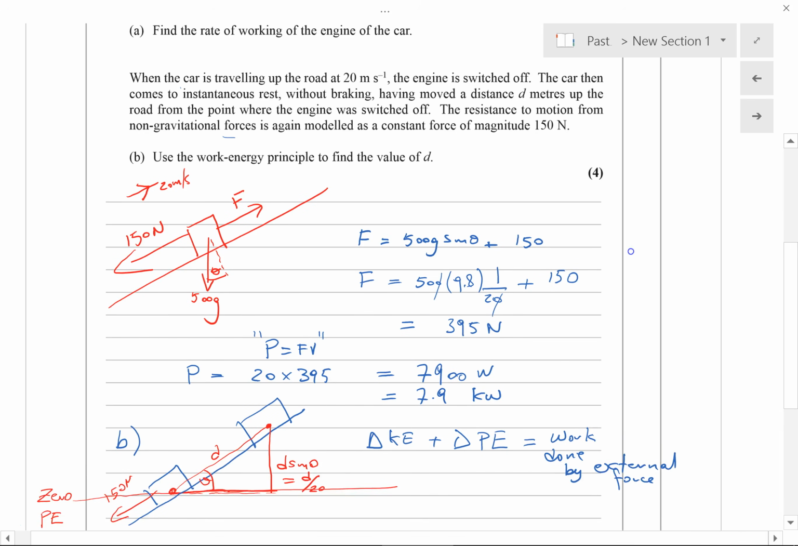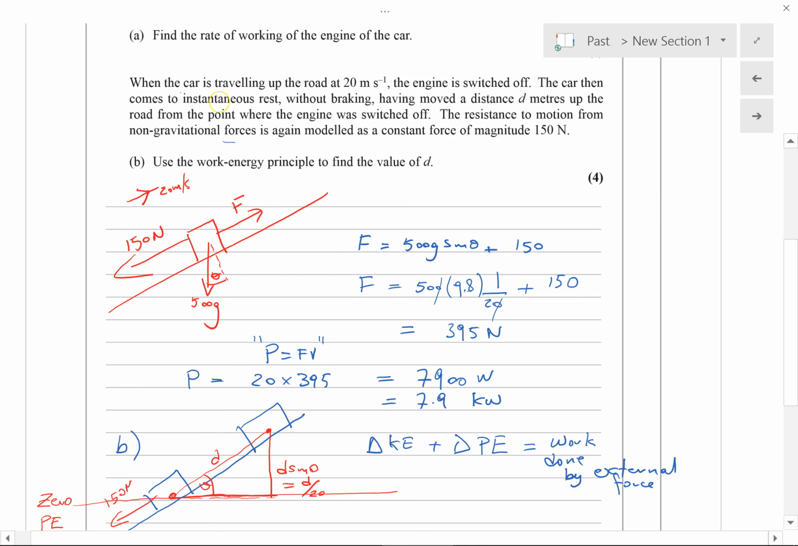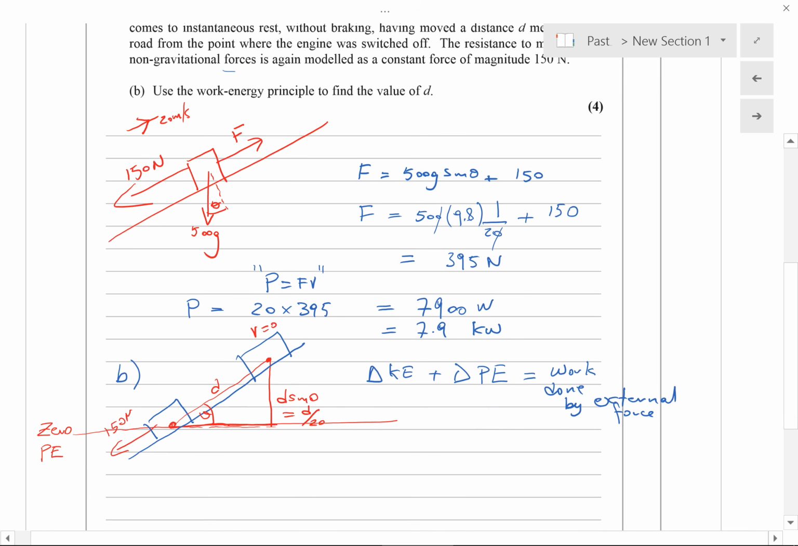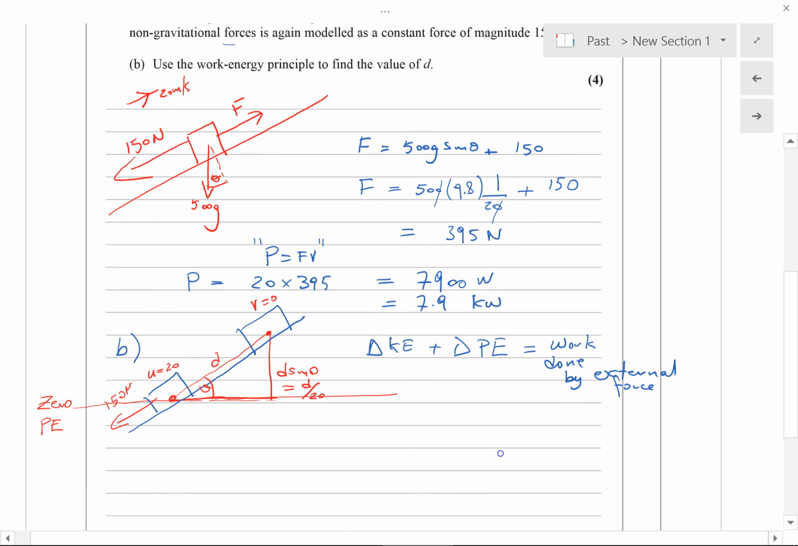What else are we told? The car, once switched off, then comes to instantaneous rest, so we've got V is 0 up at this point, and we've got U as 20 here. Let's just make sure we get our signs right. We're going to do final, take away, initial, in each of these, so that our signs are right. But we're also going to have a negative here because there's going to be work done by an external force.